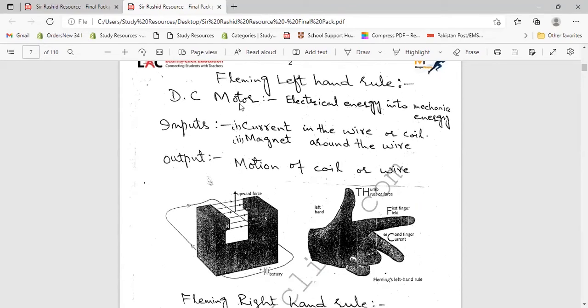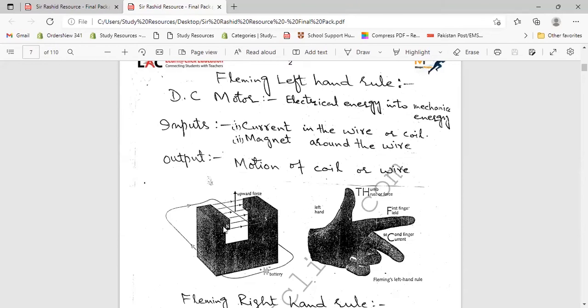You know that the motor is a device which converts electrical energy into mechanical energy. When you switch on the motor, you supply current, and around the current carrying coil a magnet is present. Due to the current flowing in the coil and the presence of this magnet, as you can see in the diagram, rotation is produced. This direction of rotation, direction of motion, is called the direction of magnetic force. You can find this with the Fleming left hand rule, which is applied in the DC motor.